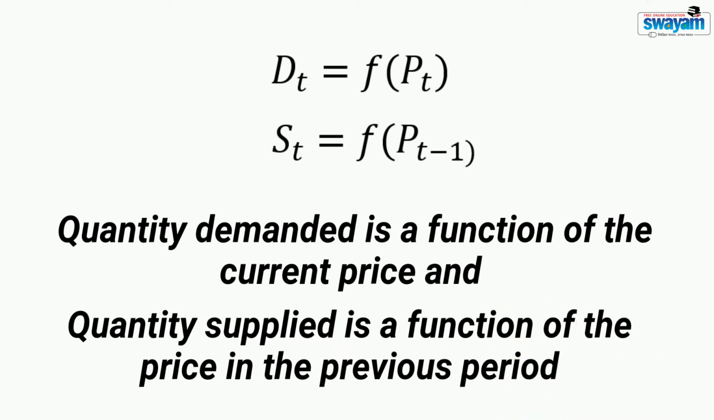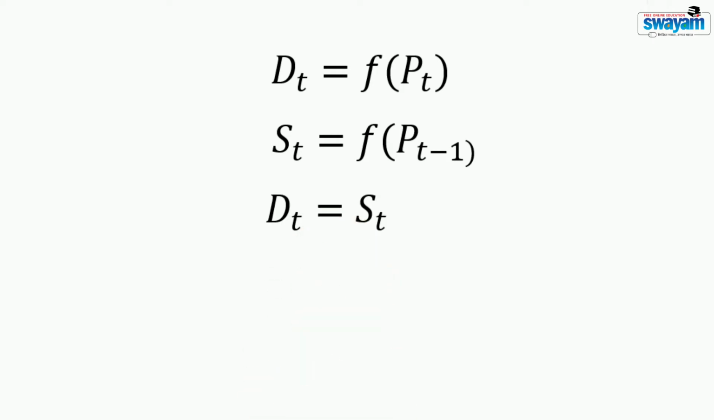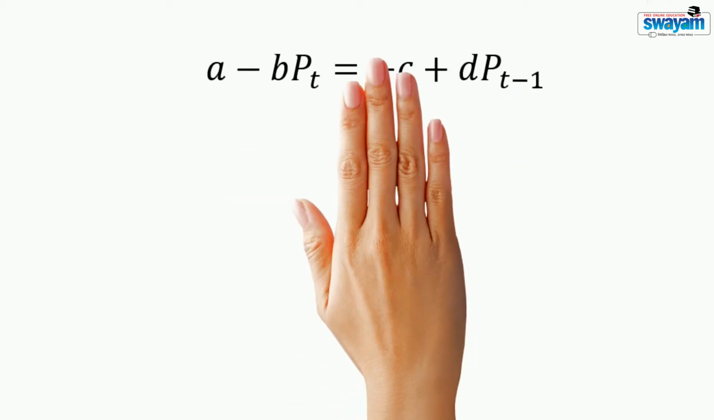Using the usual linear demand and supply models, consider this equilibrium condition. This is a difference equation model with time lag. We can find the path of equilibrium from one period to the other. Let us substitute the demand and supply equations in the market equilibrium equation. Simplifying, we get this result.